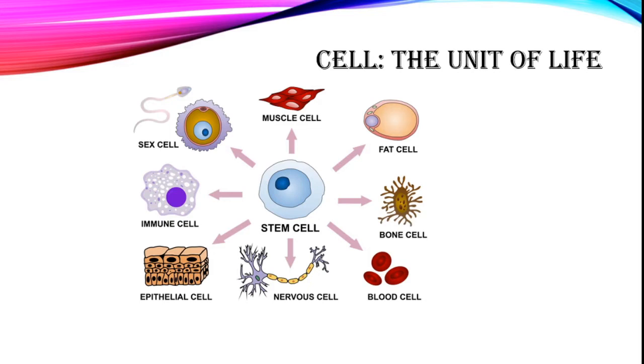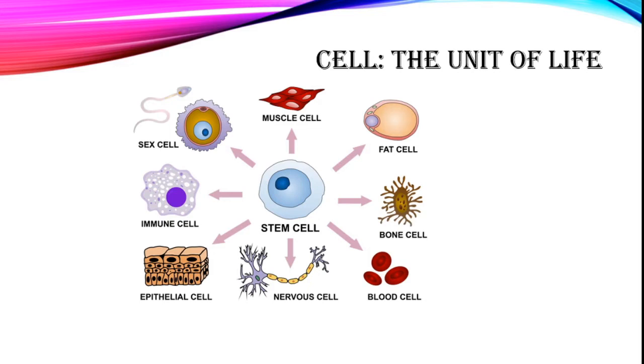So all living organisms are made up of cells, and you know that there are three postulates given: cells exist from pre-existing cells, the cell is the structural unit of life, and the cell is the functional unit of life. That means a single cell can perform various types of functions.